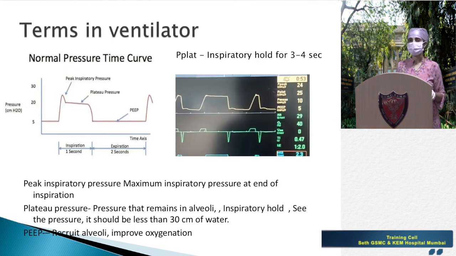So there are certain terms in the ventilator which we got to know. So this is a normal pressure time curve. There's a peak inspiratory pressure, that's the maximum pressure at inspiration. Then you have a plateau pressure. This is the pressure which remains in the alveoli. This is one of the important factors while we are setting the tidal volume.